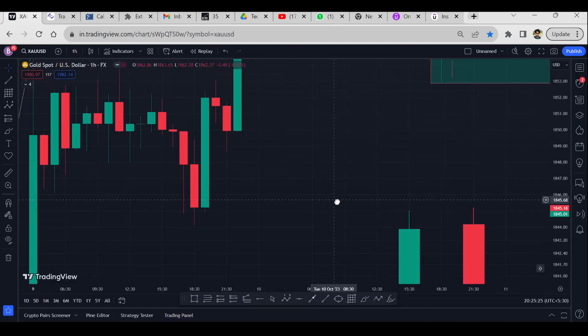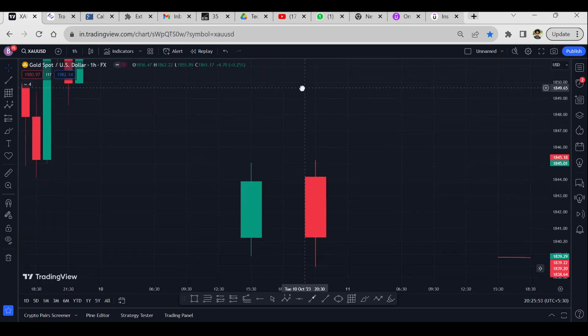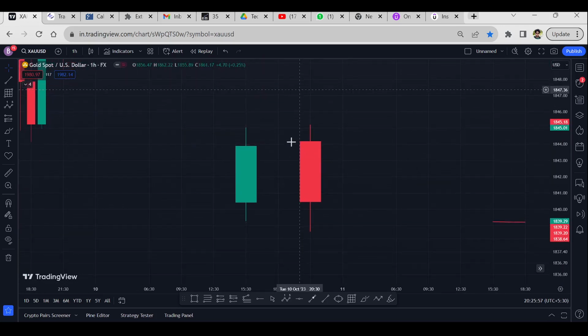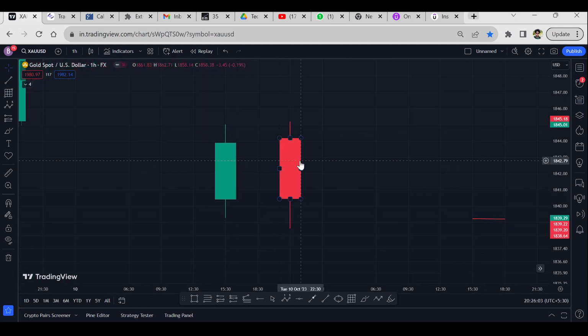Now you can see when I move my cursor here, you can see the open, high, low, close of the price. On this candle, you can read the open, high, low, close values here. If it is a red candle, the open, high, low, close will be in red. If it is a green candle, it will be in green. Sometimes it is difficult to know the open, high, low when there are multiple candles. To understand that, if you place your mouse pointer, you will easily get to know.